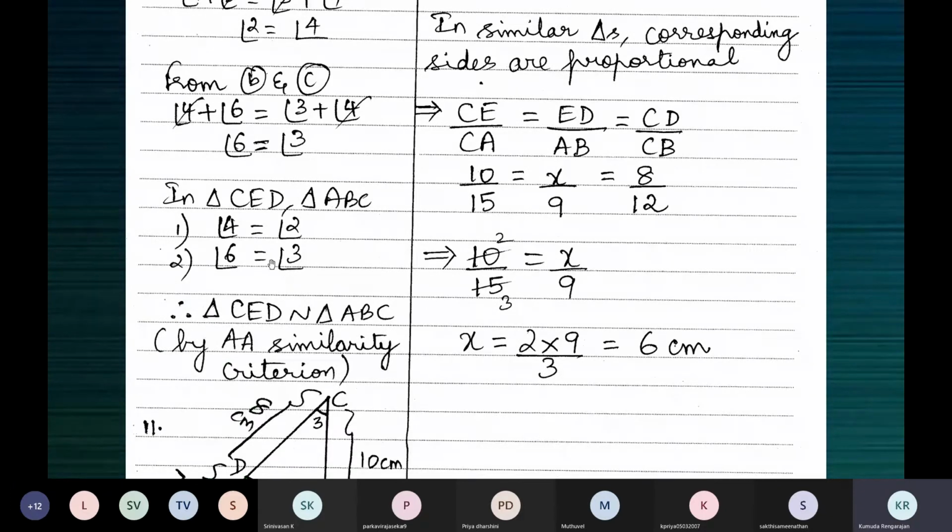Now in the two triangles, we proved that angle 4 of the small triangle CED is equal to angle 2 of ABC, and angle 6 of CED is equal to angle 3 of ABC. So the two triangles are similar by AA similarity criterion. This is another way of doing it. Very important method this is.